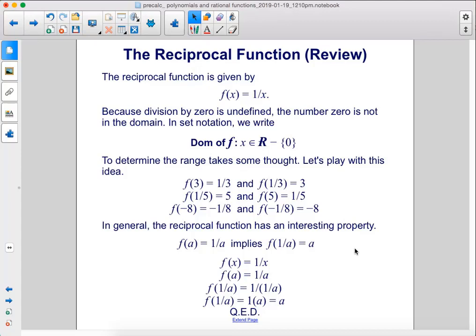In general, the reciprocal function has an interesting property. f of a equals 1 over a implies that f of 1 over a equals a. f of x equals 1 over x, f of a equals 1 over a, f of 1 over a equals 1 over 1 over a, f of 1 over a equals 1 times a, which equals a.